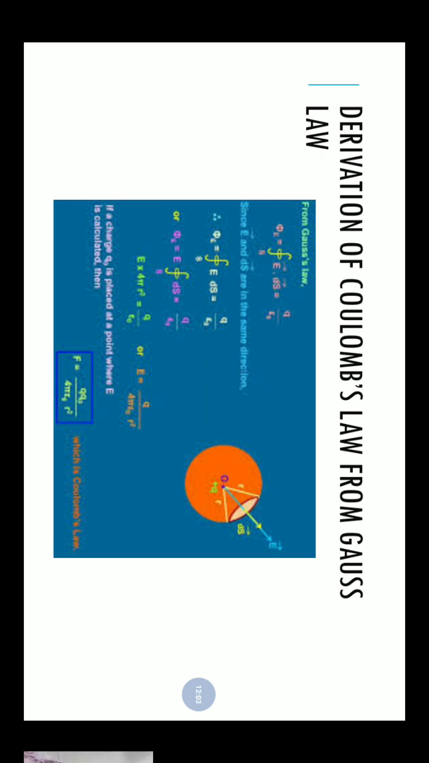This is the value of electric field at this point on the surface of the sphere. Now if we place another charge Q naught at this point, we know that a charge placed in an electric field will always experience some force. So the force experienced by this charge will be Q naught into E, that is Q naught into Q upon 4 pi epsilon naught r square, or in other words 1 by 4 pi epsilon naught Q into Q naught upon r square. This is nothing but Coulomb's law. So this is the derivation of Coulomb's law from Gauss law.